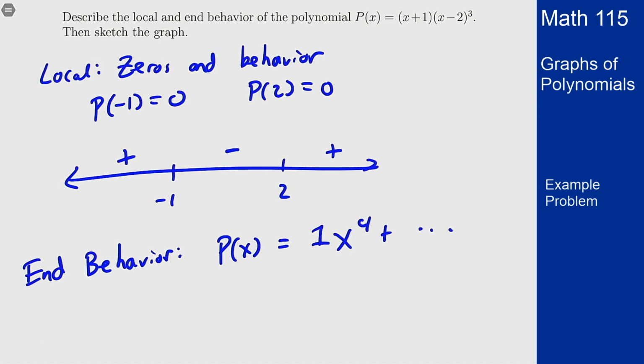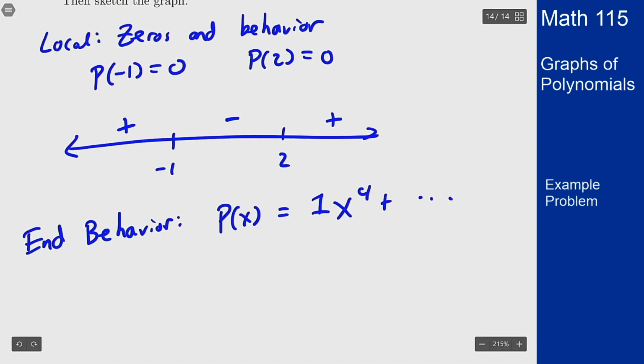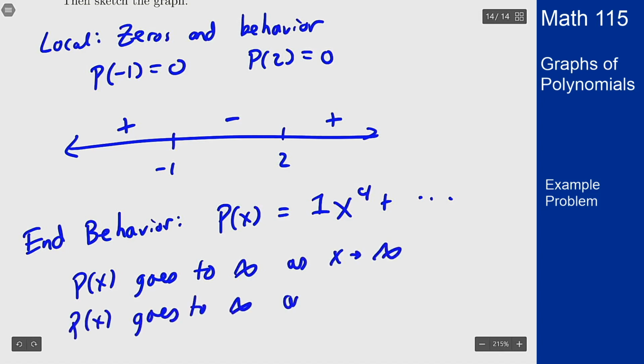Since I have a positive coefficient and x to the fourth, which is an even power, we know that p of x goes to infinity as x goes to infinity, and it goes to infinity as x goes to minus infinity. It goes up both ways because it is an even power with a positive coefficient. Now we can sketch this graph.